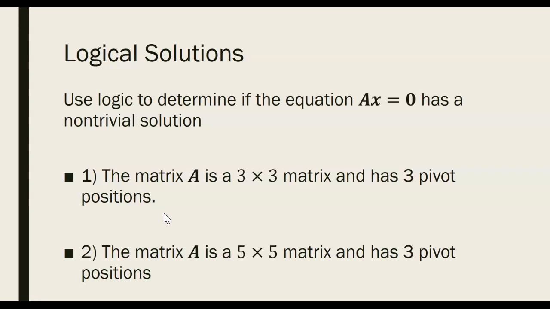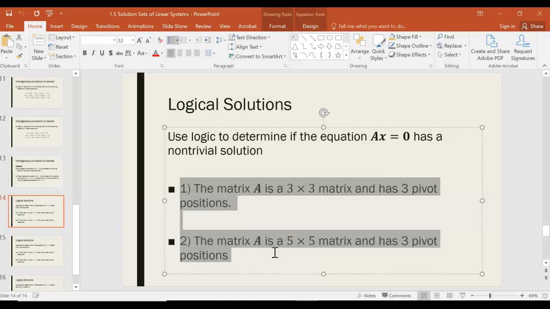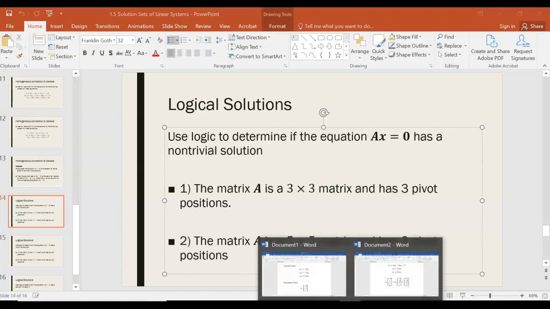So if we have a matrix, and our matrix is a 3 by 3 matrix, and that matrix has 3 pivot positions, will this have a non-trivial solution? And then a second question is, if the matrix is 5 by 5 and has 3 pivot positions, will this have a non-trivial solution? Let's think about this. Push pause on the video if you haven't yet, and think through how this is going to come up.